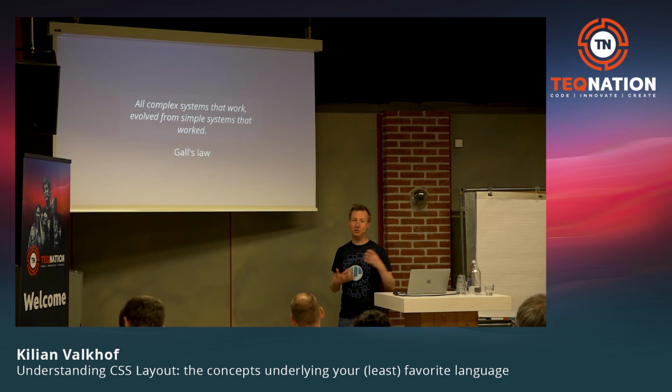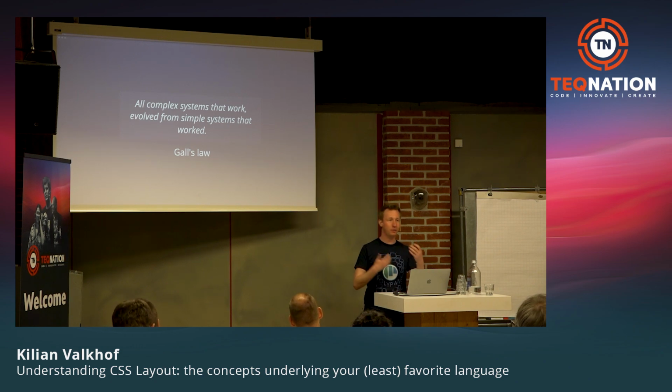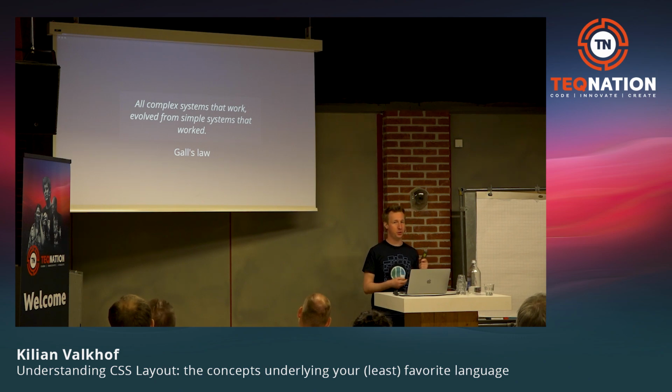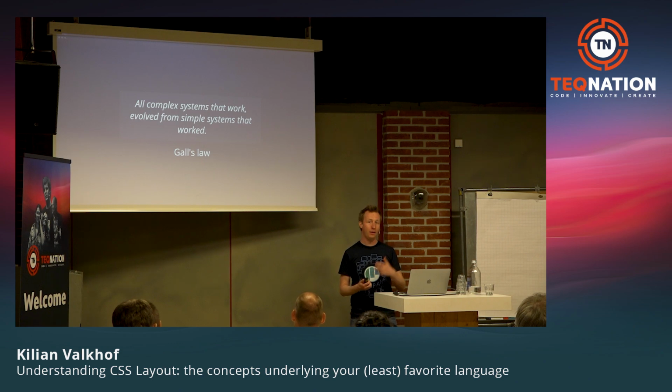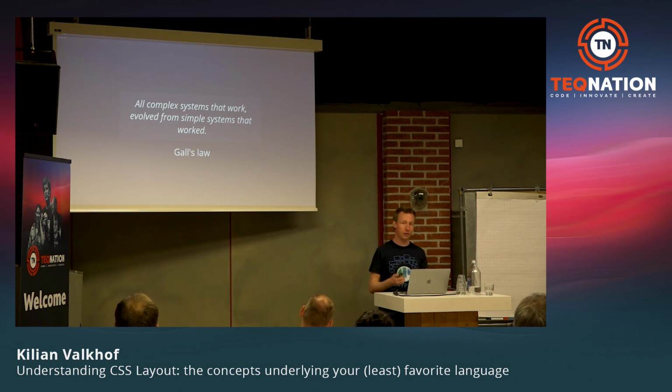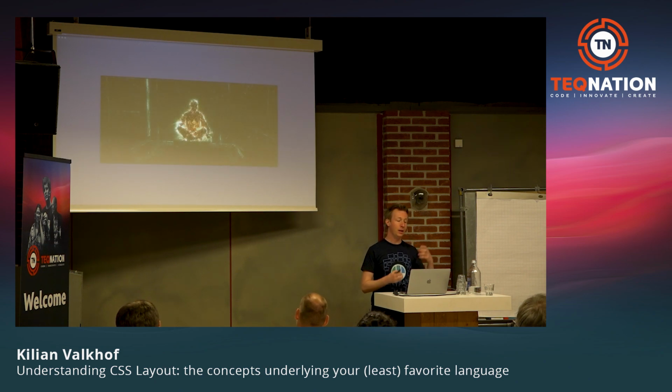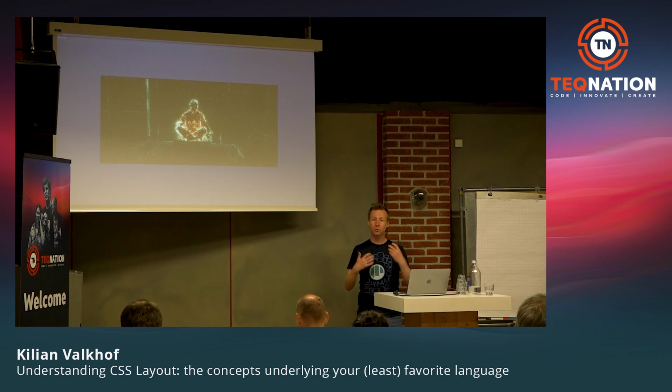So when you look at CSS as a whole, it's a very complex system that's hard to understand. But it's also a system that works. And there's a law called Gall's law that states that all complex systems that work evolved from simpler systems that work. And that's the case for CSS as well. It started as a relatively small, self-contained system. It started as a single layout algorithm called normal flow. Now, normal flow has just a few basic rules, which all subsequent concepts in CSS are built upon.